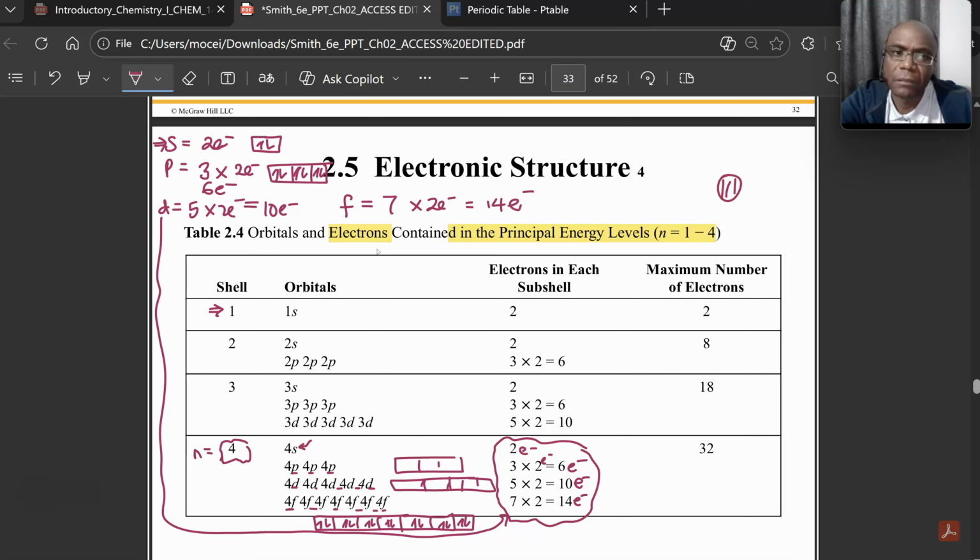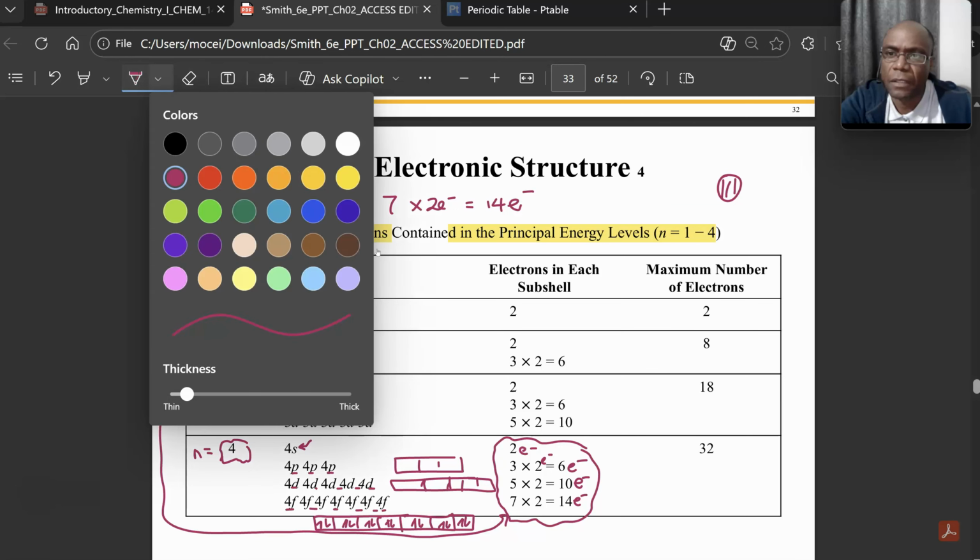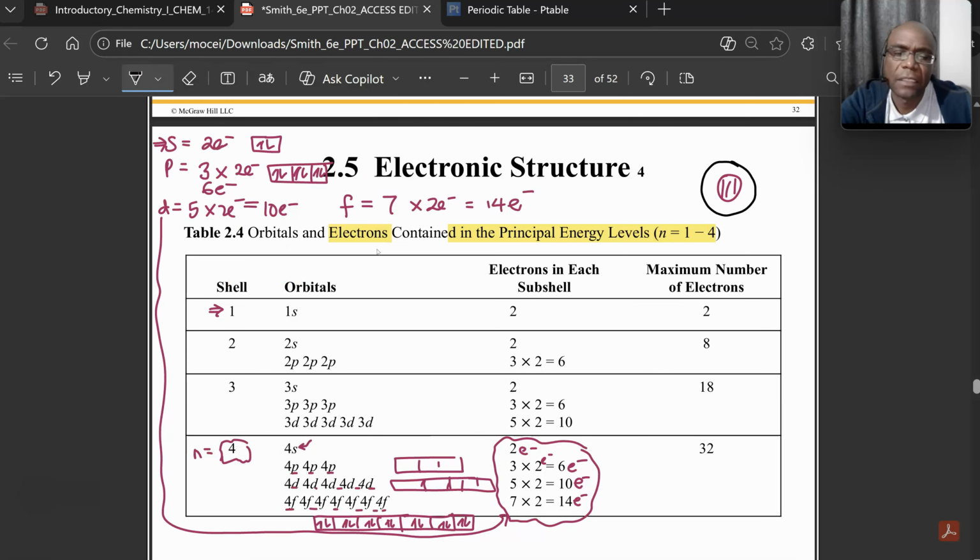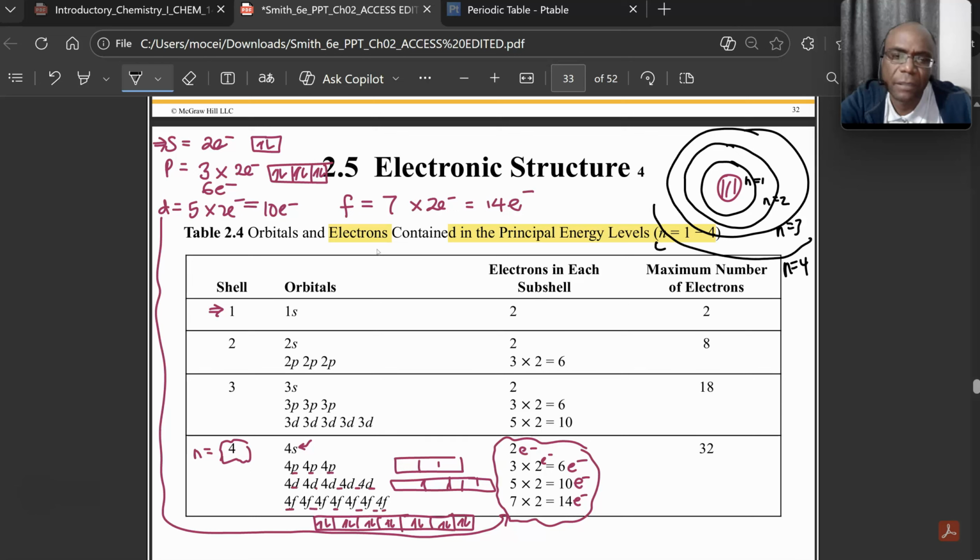Now remember what a shell means. That's the nucleus. The nucleus has these circles or levels going outside. So we'll call these n equals to 1, n equals to 2, n equals to 3, and then let me just draw n equals to 4 here, describing from n equals to 1 to n equals to 4. So what we are trying to describe here in this table is which orbitals are found in all these shells, n equals to 1, n equals to 2, n equals to 3, n equals to 4.